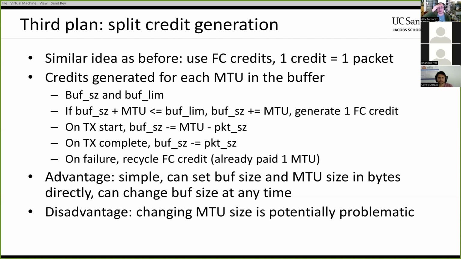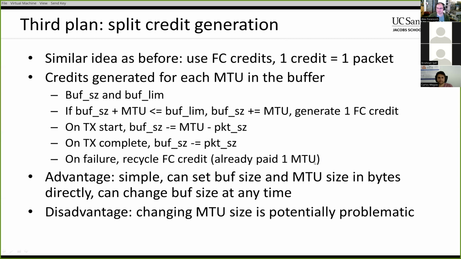So the idea I came up with for this one originally is to do something kind of iterative, where you start out with a buffer size value, which starts at 0, and a buffer limit value, which is specified as how big the buffer can be, or how many bytes you're allowed to use. And then every clock cycle, you take the buffer size plus the MTU and see if that's less than the buffer limit. If it is, then you increment the buffer size by the MTU size and you generate a flow control credit. And then that goes off to the other process that's actually going to be sending the packets.